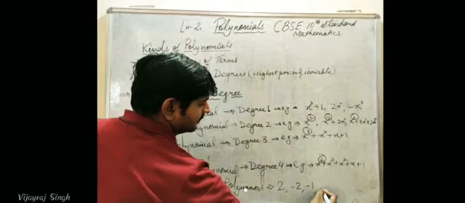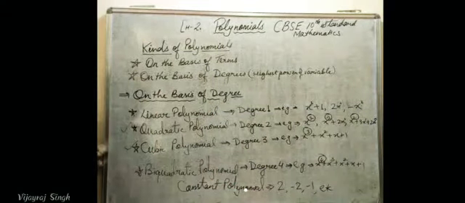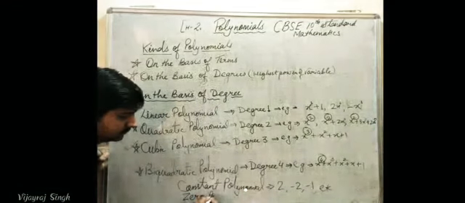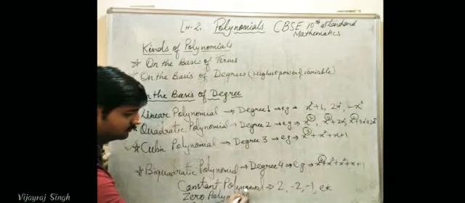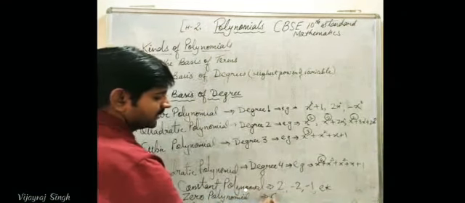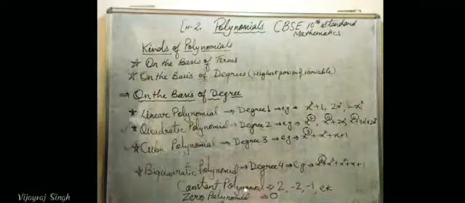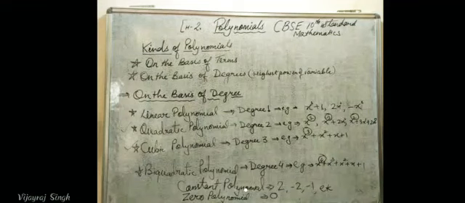These are called constant polynomial. And second is zero polynomial, which is totally zero, without any positive number and without a variable. This is called zero polynomial. So now we have discussed all kinds of polynomials.